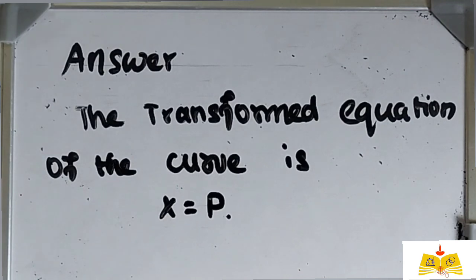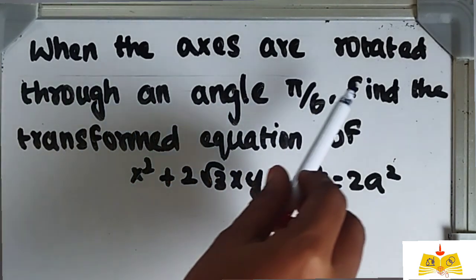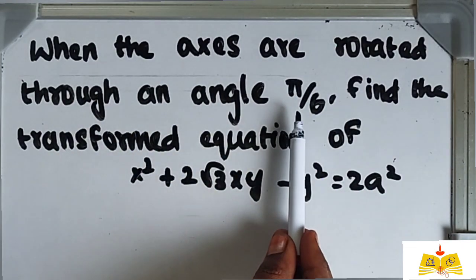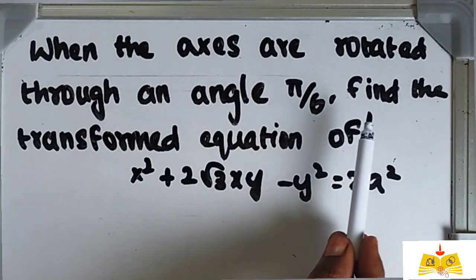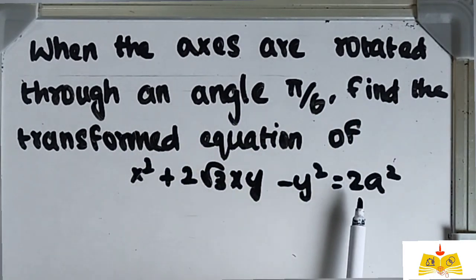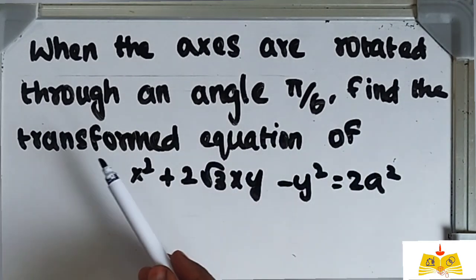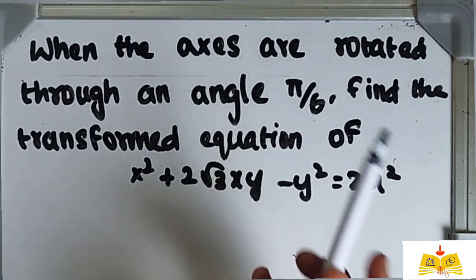That's it, guys. Shall we move to the next sum? Okay. Now we are provided with another sum. When the axes are rotated through an angle pi by 6, they ask us to find the transformed equation of the given equation. We are provided with the original equation and we have to find the transformed equation. The angle of rotation is pi by 6.